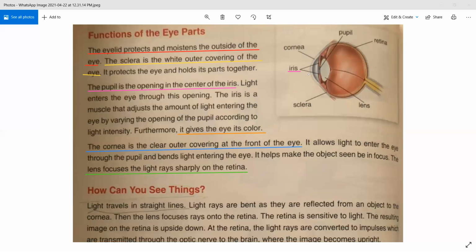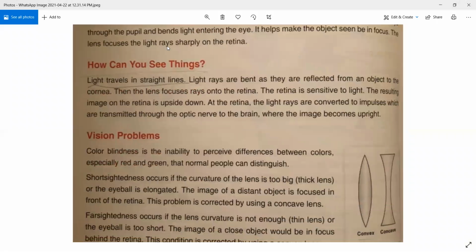Okay, now let's move on to how we can see things. Light travels in straight lines. This is important. Light rays are bent as they are reflected from an object to the cornea. Then the lens focuses rays on the retina. The retina is sensitive to light. The resulting image on the retina, this is very important to remember, is upside down.